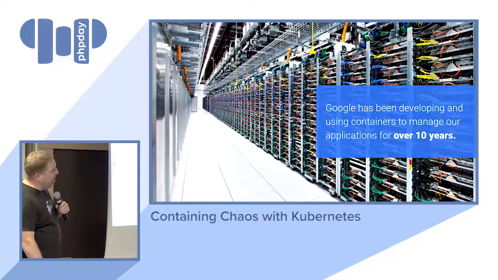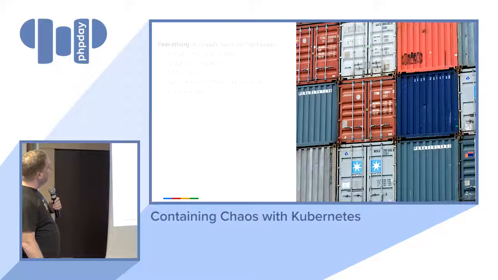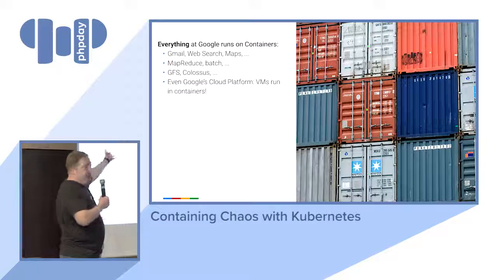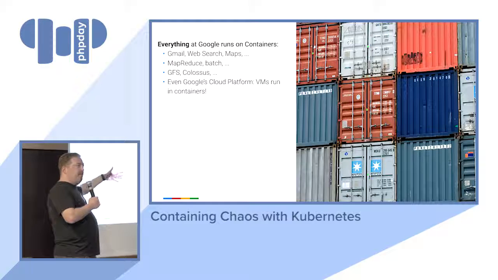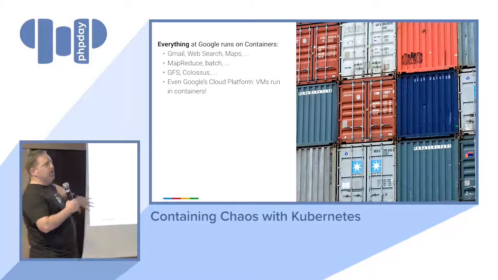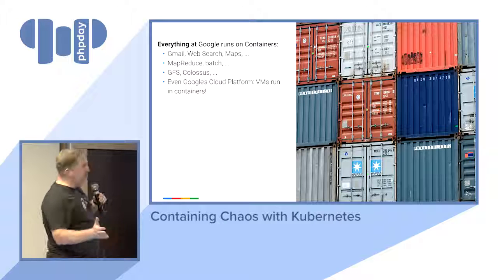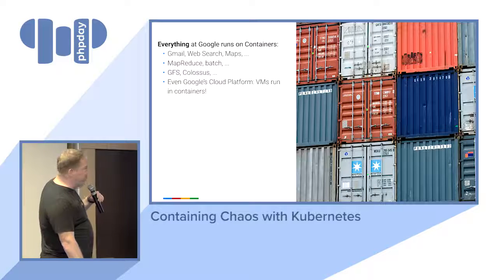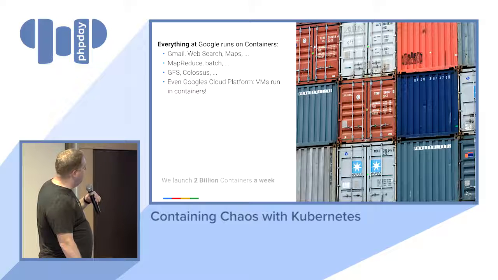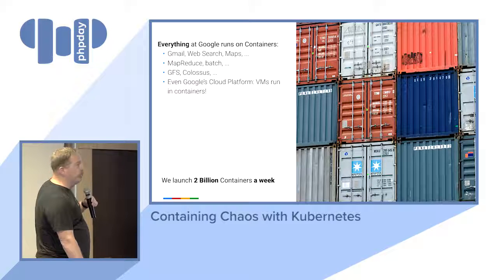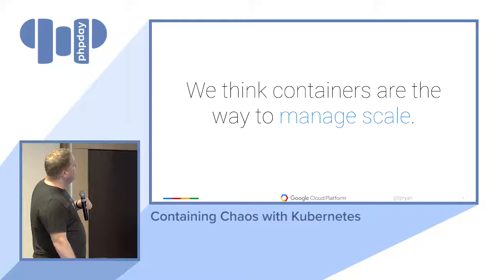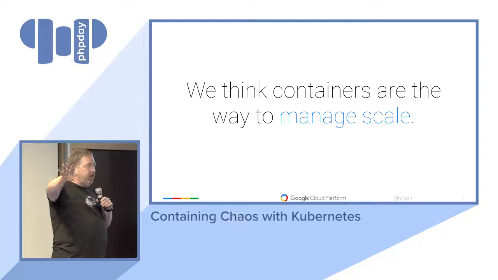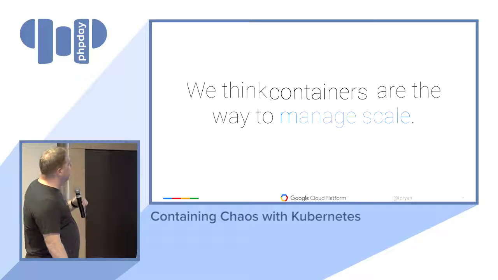We've been doing this with containers for 10 years. We've run everything at Google in containers, including our VMs. When you have a Google Cloud Platform VM, it's actually running inside a Google-based container, not running Kubernetes, but running our own stuff. We really believe containers are the way to get scale out of our hardware. We launch 2 billion containers a week, so we really believe in this. We think containers are the way to manage scale. They can also manage deployment and make a whole lot of other things easy, but we do it for scale.